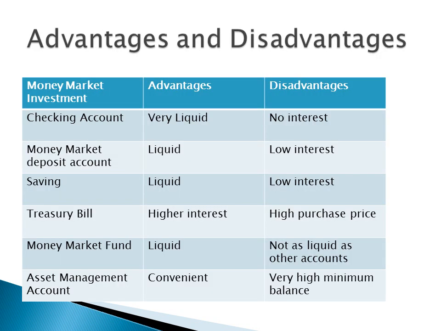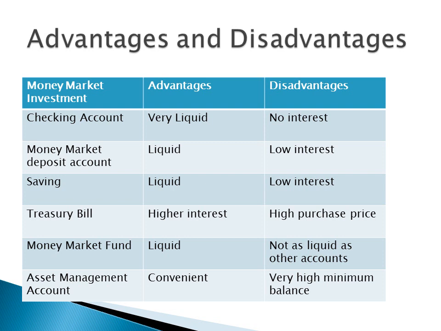Here I'm showing you some advantages and disadvantages of different investment accounts that you can have when you're looking for that liquidity. A checking account is very advantageous because it's very liquid. The problem is it doesn't offer any interest. There are some checking accounts that offer interest, but they also require you to have a high minimum balance. A money market deposit account, again, is liquid, but it has a very low interest rate. A savings account, the same thing: liquid, low interest rate.